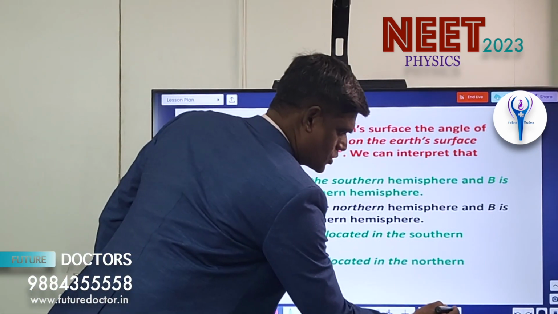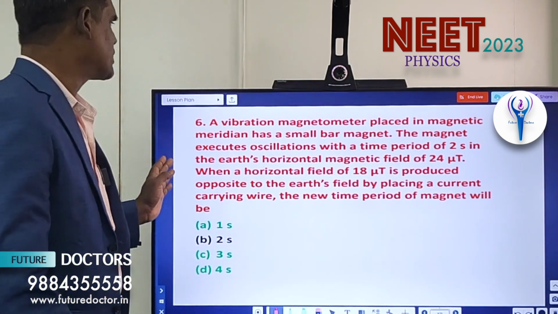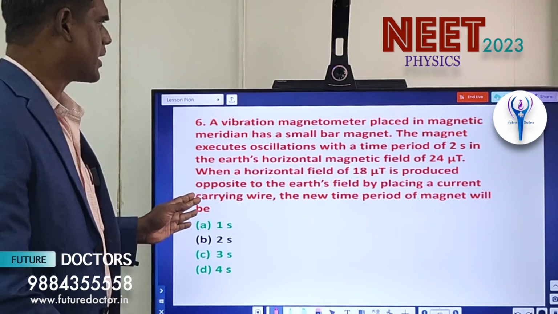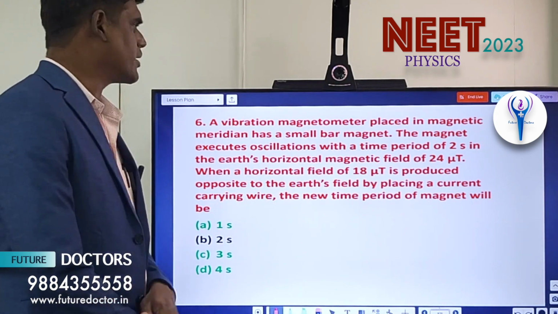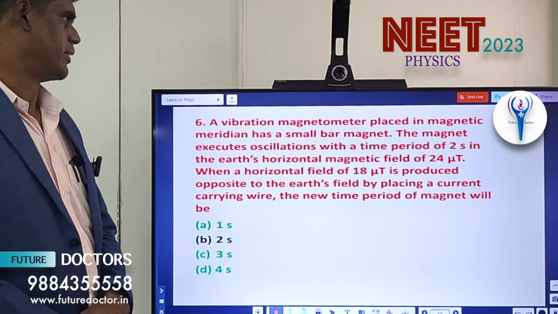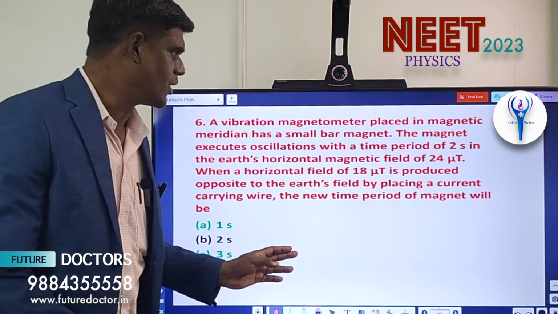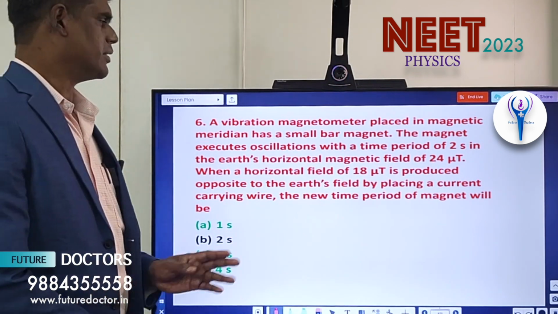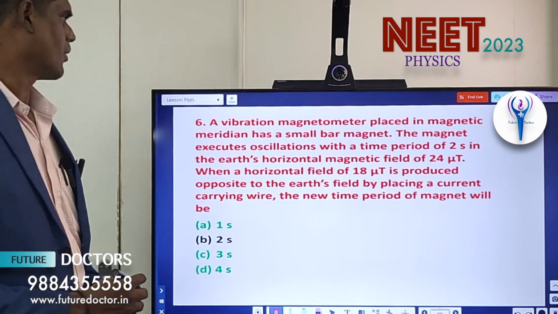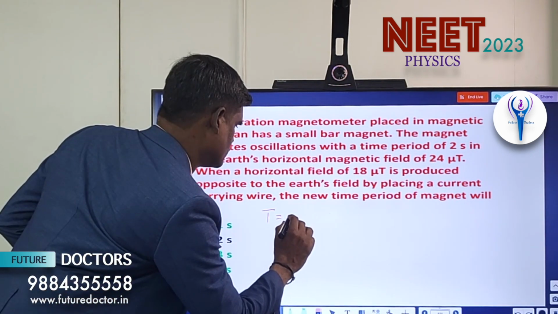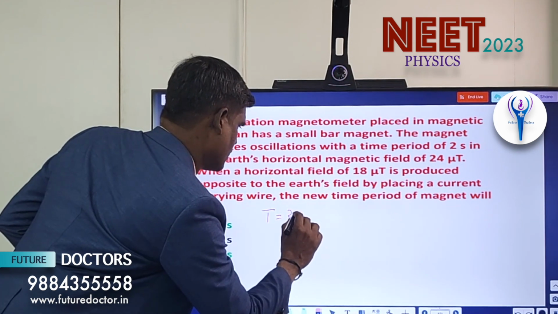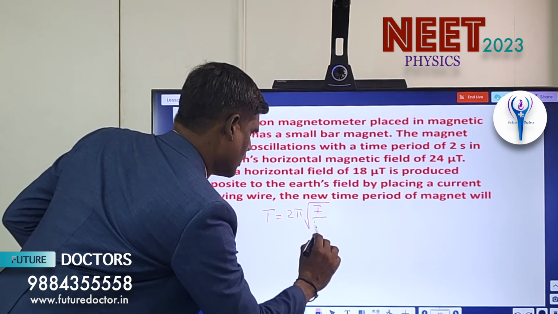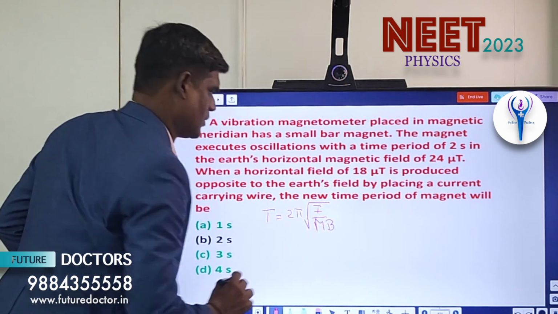Let's move to the sixth question. A vibration magnetometer placed in the magnetic meridian has a small bar magnet. The magnet executes oscillation with a time period of 2 seconds in the Earth's horizontal magnetic field of 24 microtesla. When a horizontal field of 18 microtesla is produced opposite to the Earth's field by placing a current carrying wire, the new time period of the magnet will be dash. What is the formula? Time period T equal to 2 pi into square root of I by MB. This is the formula.